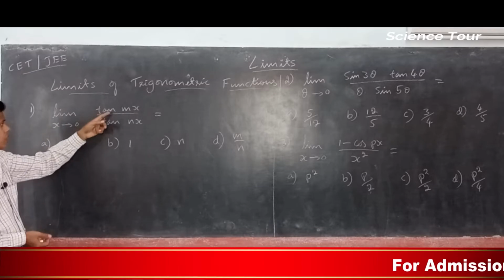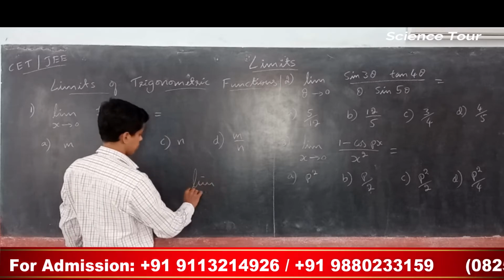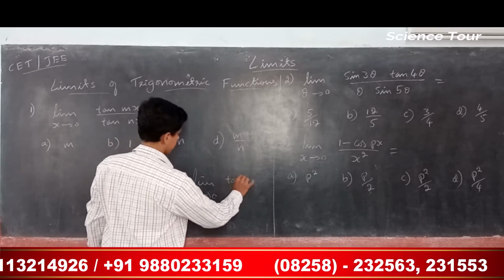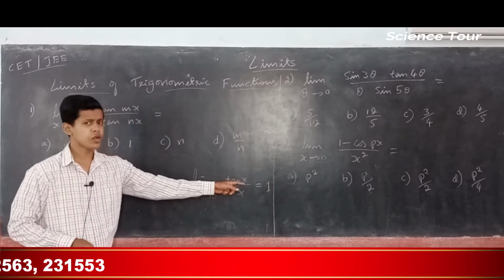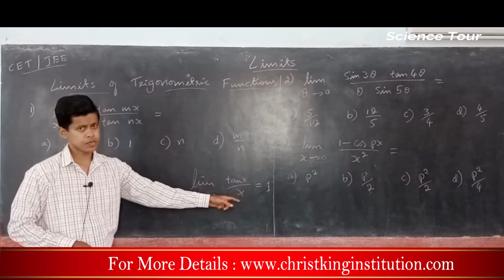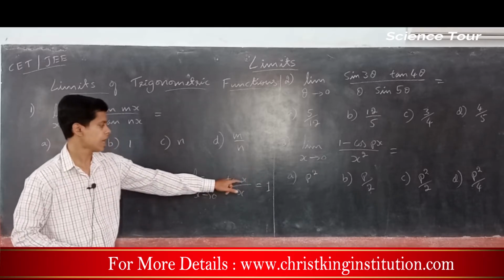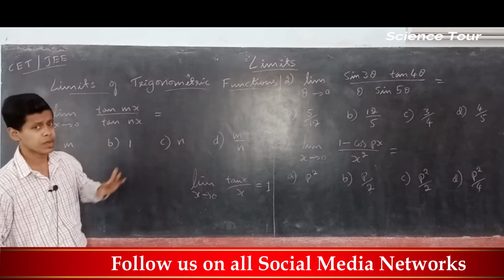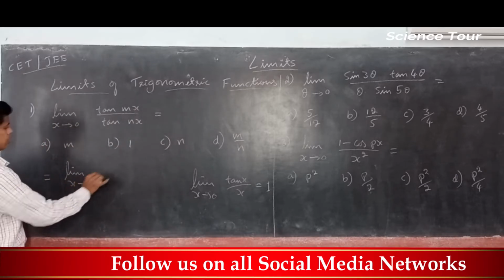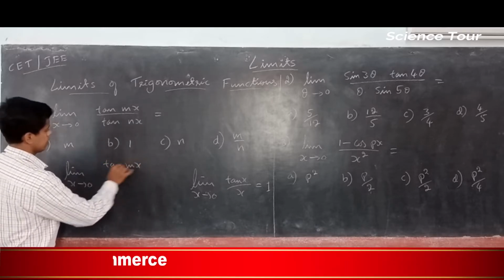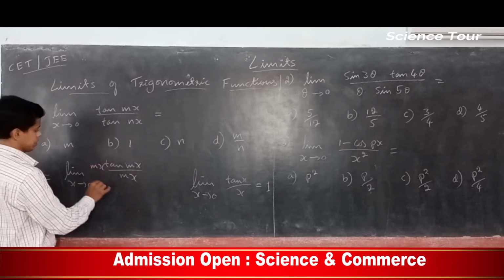First of all, you have tan mx. As I said, we are going to apply this formula. Now look at this. If you have x, you must have x in the denominator, and as x tends to 0, the limit of tan x by x will be 1. So if you have mx here, you must have mx in the denominator. That's the logic. So what I do is divide by mx and multiply by mx.